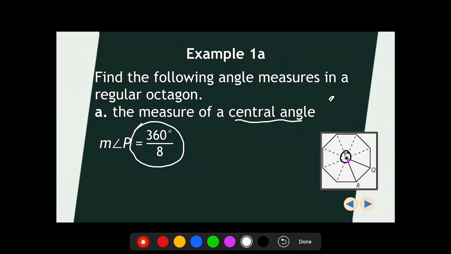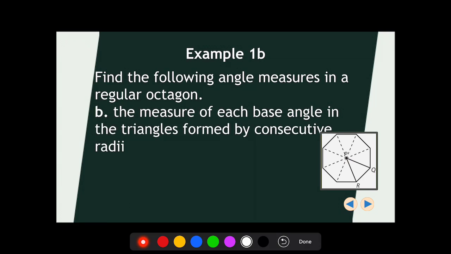It's simply equal to 360 divided by n. And n is the number of triangles or the number of sides that you have in the regular polygon. Since an octagon has 8 sides, that's why we have the number 8. So 360 divided by 8 will give me the measure of the central angle, which in this case would give us 45. So the central angle here measures 45 degrees.